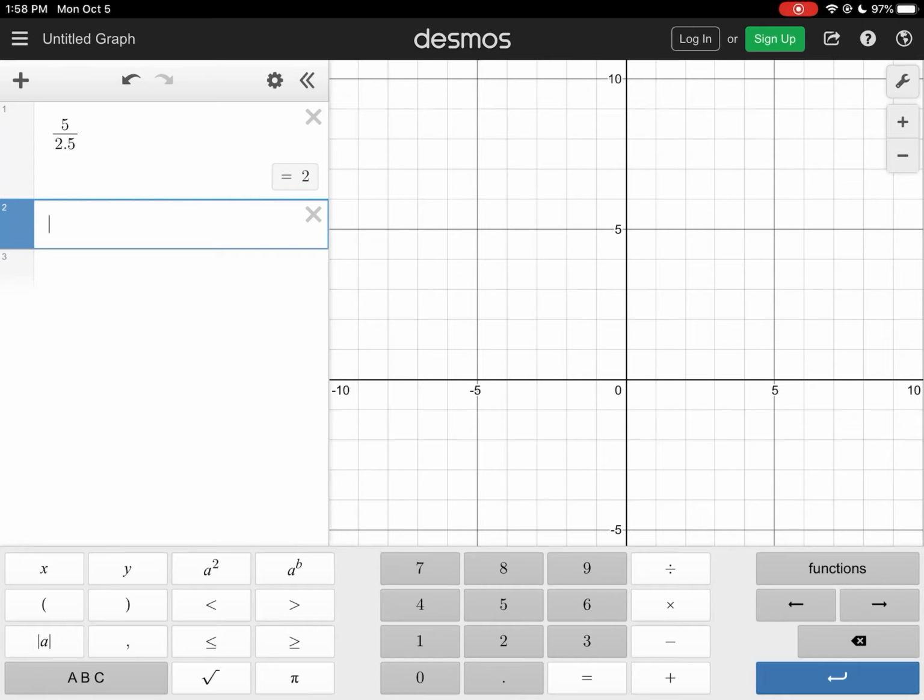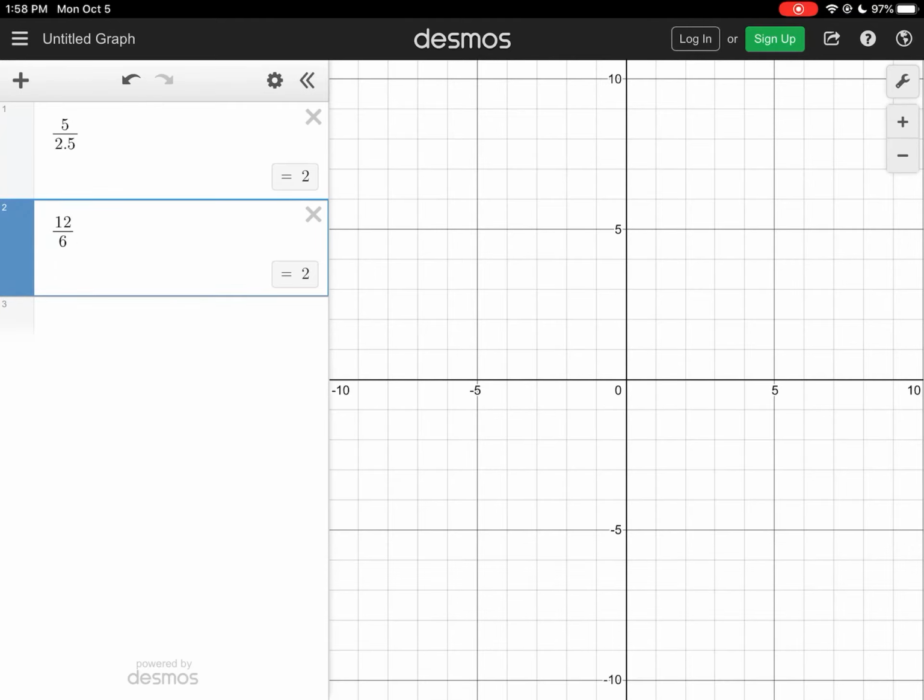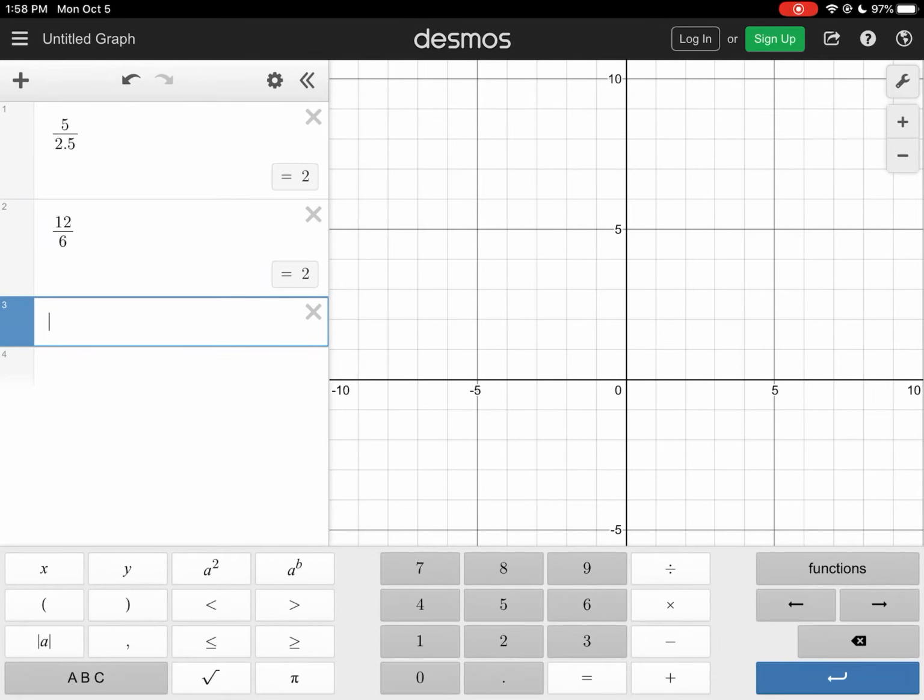Okay, gives me 2. Cool. Then type in your second fraction. Oops, I need to divide, right? Okay, there we go. Oh look, it gives me 2. Check your third fraction. This is called the scale factor, by the way, if you remember it from when you did ratios and proportions a long time ago. Look, they're all the same. Okay, the scale factor, or the ratio, is 2.